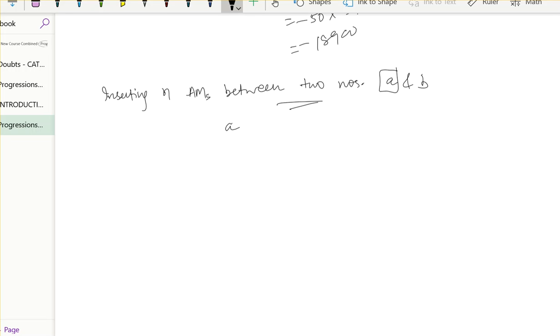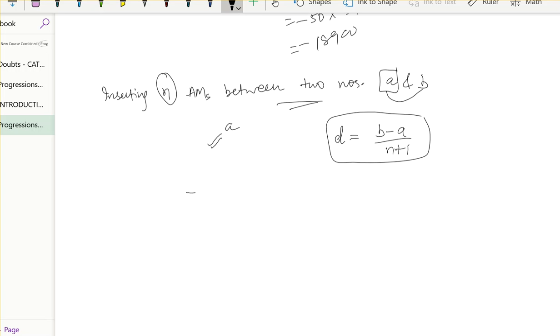N, no. L, no. For an AP, we just need A and D. And for the definition of AP, we don't even need A. We only need D. But we have A here. What do we need? We need D. Okay. So we must have a formula for D. We have to insert n arithmetic means between A and B. So we have a formula for D, that D is B minus A upon n plus 1.